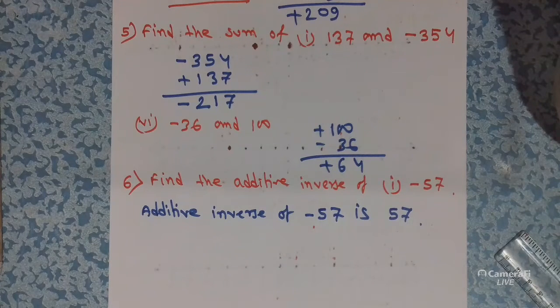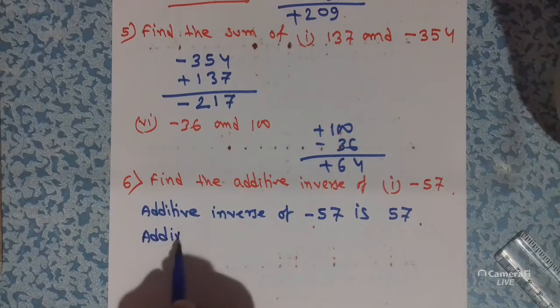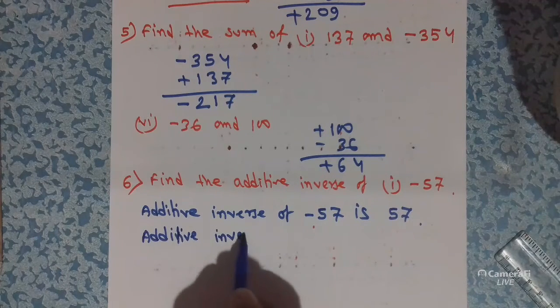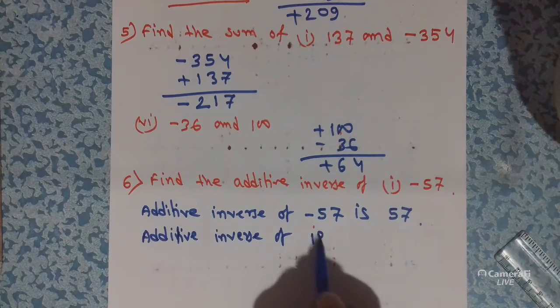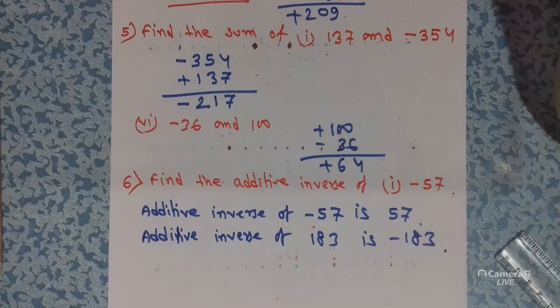Similarly, if we find the additive inverse of 183, additive inverse of 183 is minus 183. Just we have to change the sign. Okay.